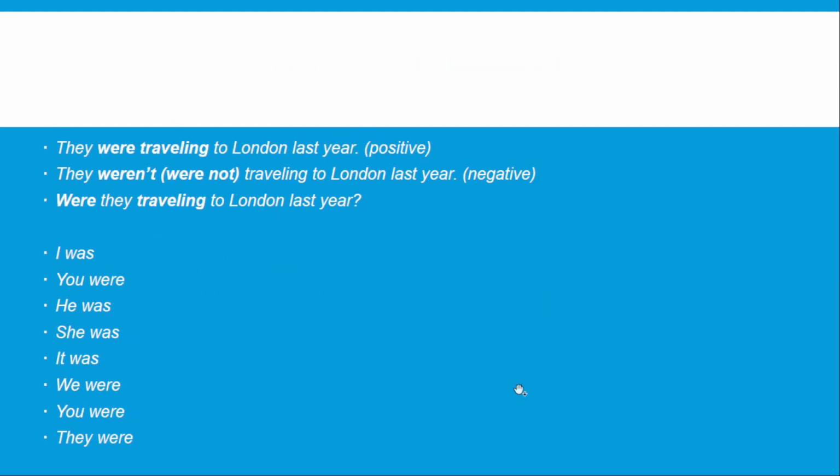So, as you can see, we have 3 more examples here. They were traveling to London last year. This is a positive form. In negative form, we have only to say the verb be in the past in negative form. They weren't traveling to London last year. Weren't is the same as were not. But people don't usually say this form, right? They say the contraction form.